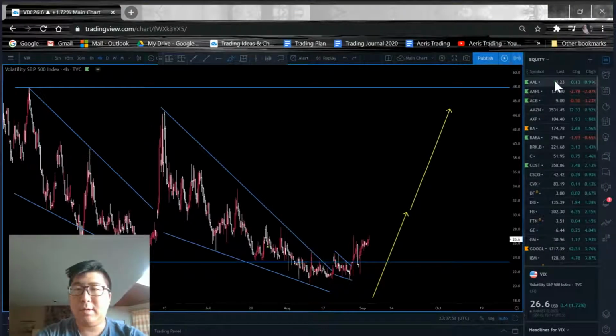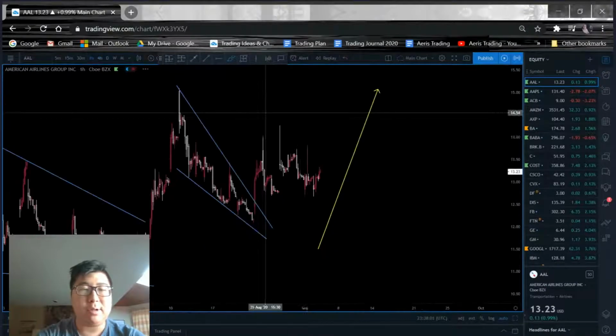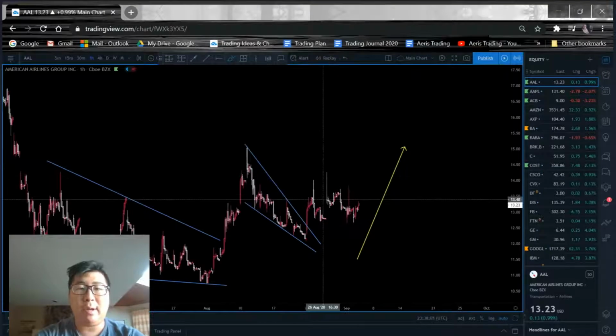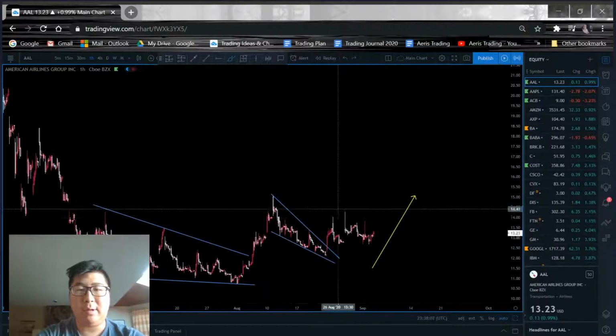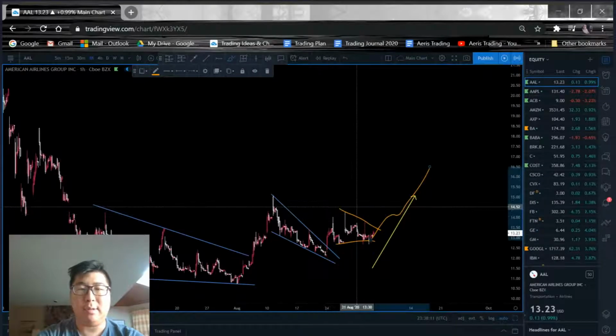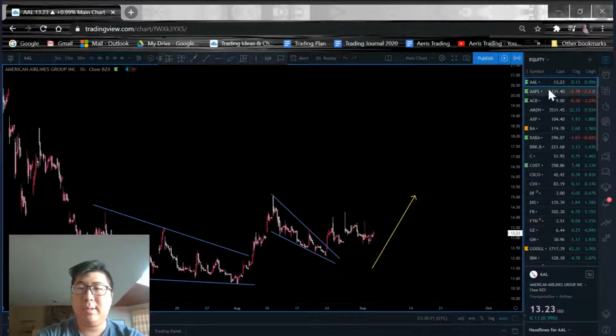So let's go over a few really quickly. Not much has moved, so I'm just gonna browse through them really quick. AAL, American Airline, still consolidating here. Could be forming a continuation correction here to push the upside. So pretty keen to see what the price will do in the upcoming days.